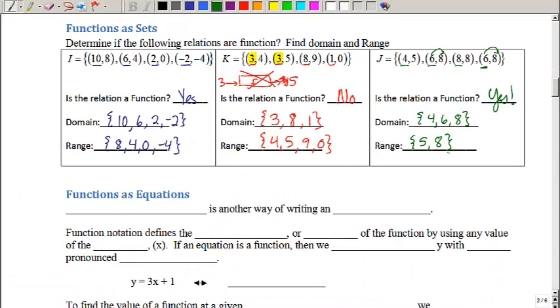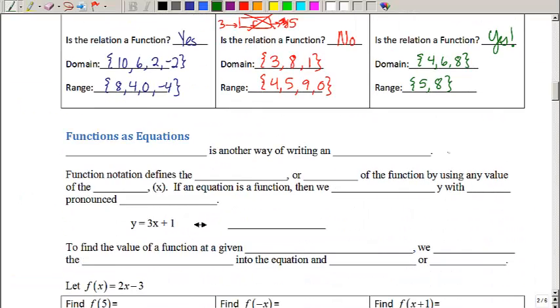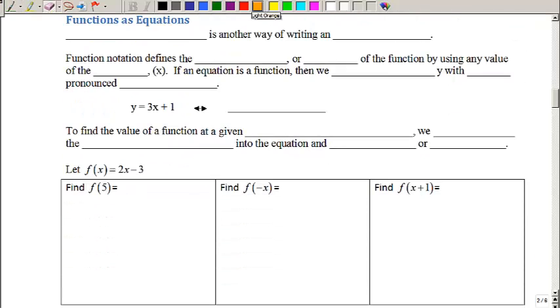The next thing we're going to look at is functions as equations. The first thing we need to learn when we're talking about functions as equations is a new notation called function notation. And it's another way of writing an equation, which happens to be a function. Not all equations are functions, so function notation is only used for equations which happen to be functions.